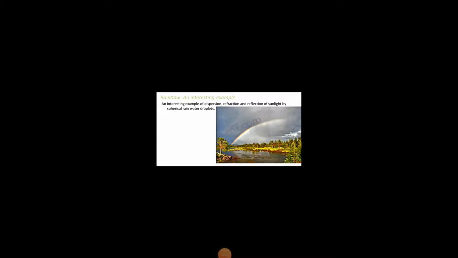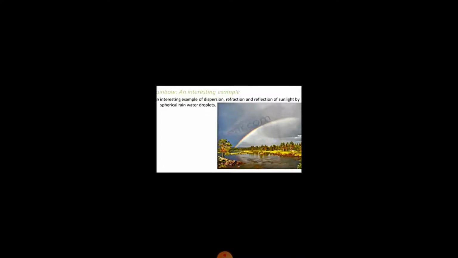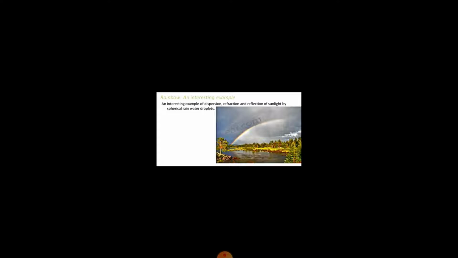Students, today let's look at an important example of refraction, that is, the rainbow. It's an interesting example of dispersion, refraction and reflection of sunlight by spherical rainwater droplets. So it's an example of all the three phenomena which we have studied so far: reflection, refraction and dispersion. Let's try to see how and when a rainbow is formed.